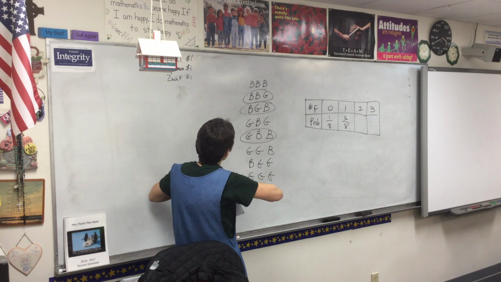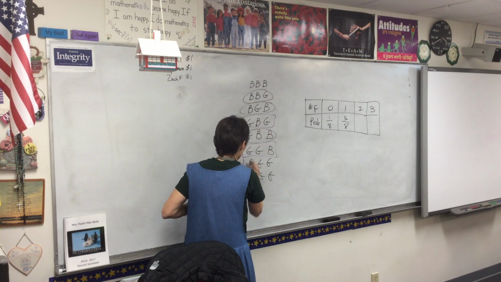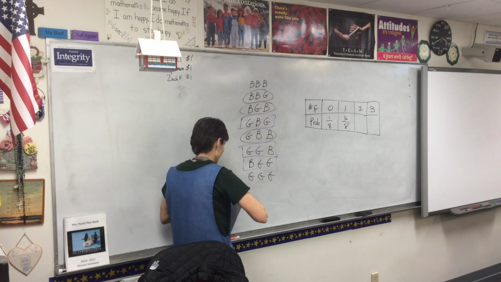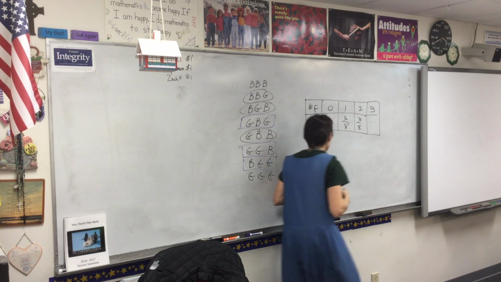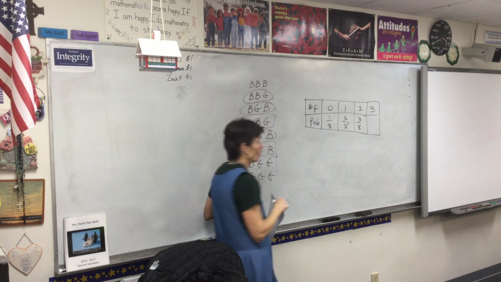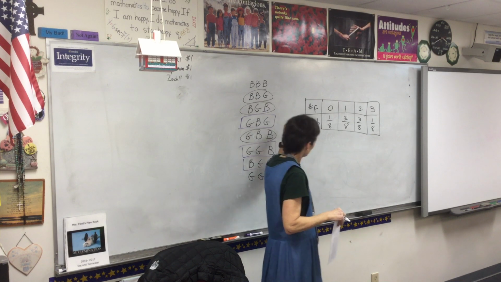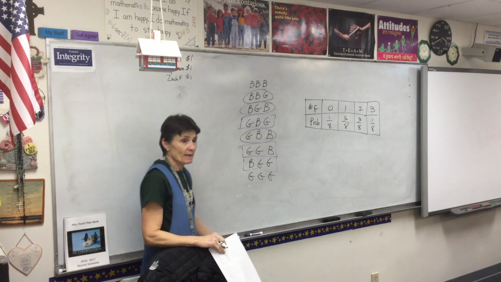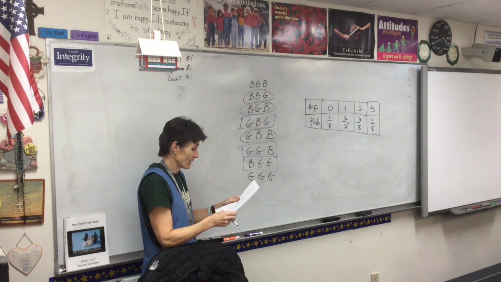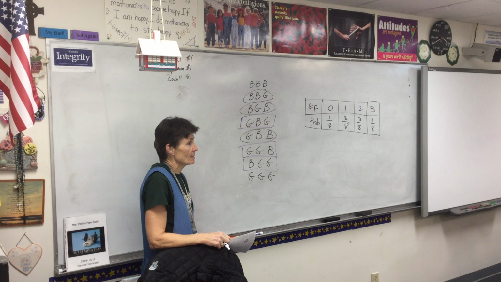How many have 2 girls? That one, and that one. So that's another 3/8. And then there's one that has all girls. Now, take a second. What's supposed to happen here? Do they add up to 1? Yes. That means you got it all. You've taken into account everything. And we're done. So now you can answer questions.